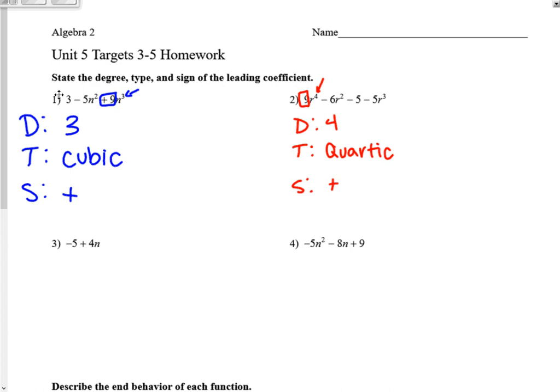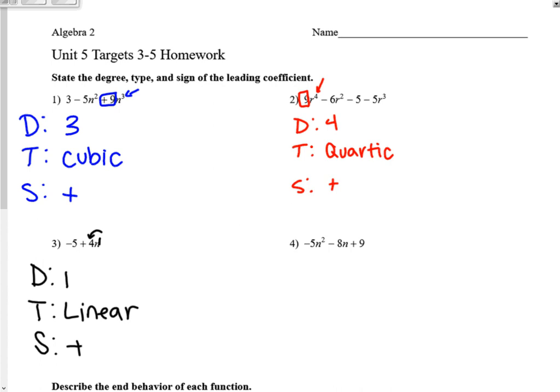On number 3, my degree, well, we don't have an exponent on our variable here, so we know that would be a 1. So this is going to be a degree 1. If it's degree 1, we identify it as a linear. And then the sign of my leading coefficient, well, the number in front is a positive 4, so my sign is positive.